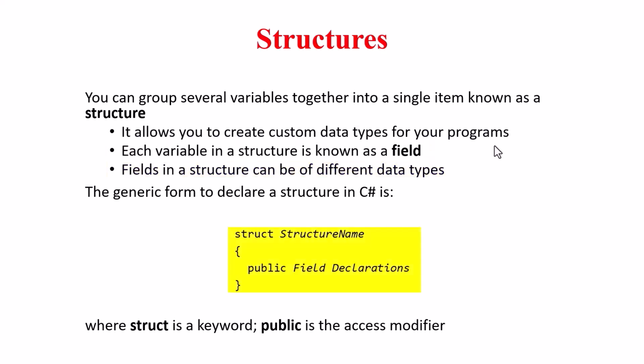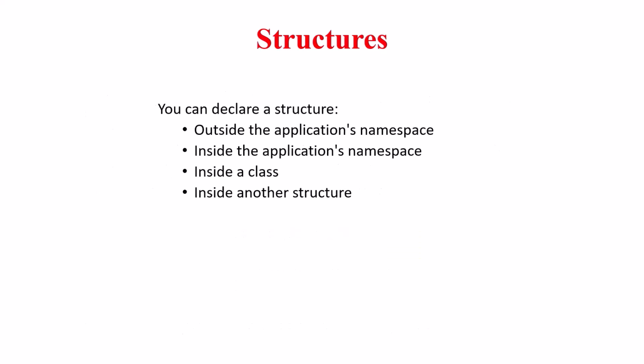And the generic form to declare a structure in C# is struct, structure name, public, then your field declarations go in there, all your variables. Where struct is a keyword, public is the access modifier. You can declare a structure outside the application's namespace, inside the application's namespace. You can also do it inside a class or inside another structure. So structures can contain structures.